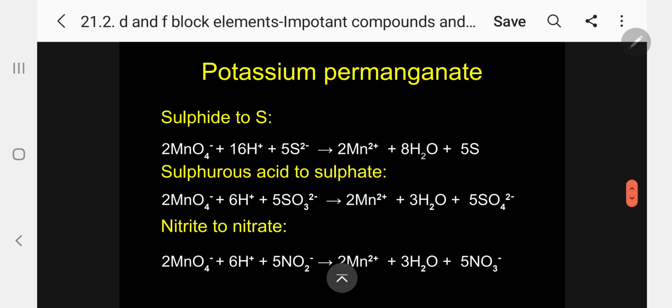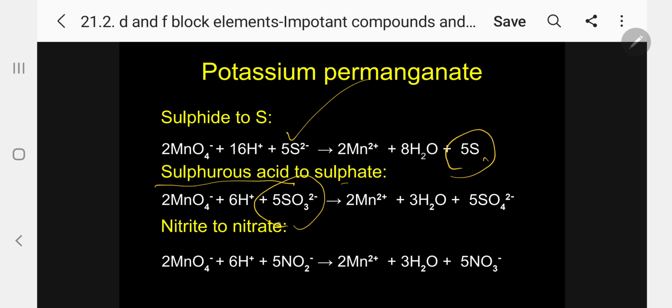And also, kindly follow, sulfide to sulfur. It is converting sulfide to sulfur and sulfite, sulfurous acid, to sulfate. This is sulfurous acid to sulfate. And also nitrite to nitrate, it will convert.